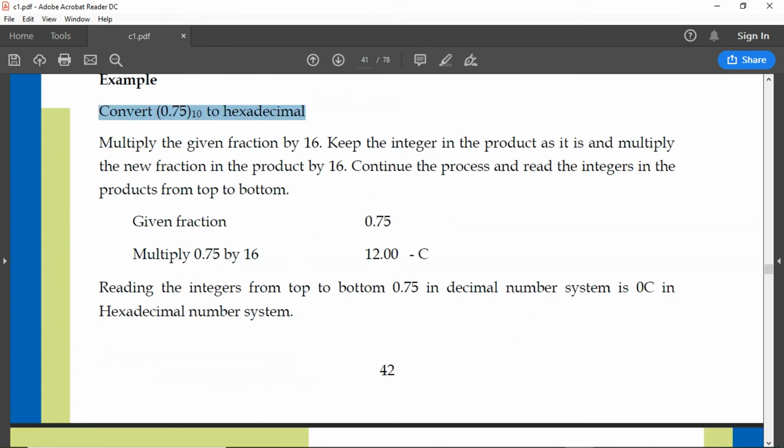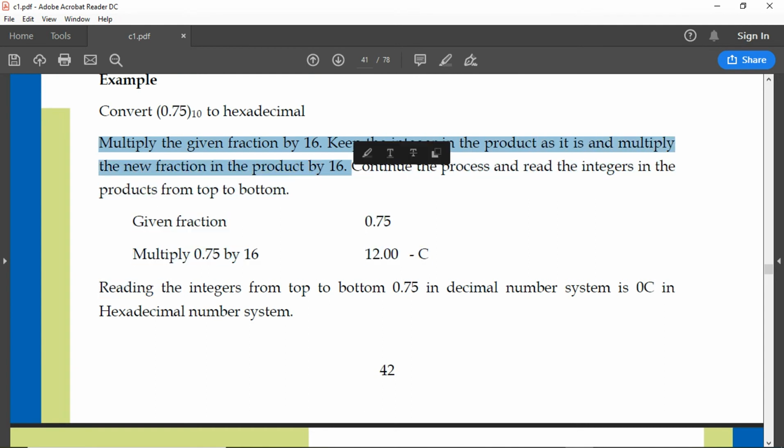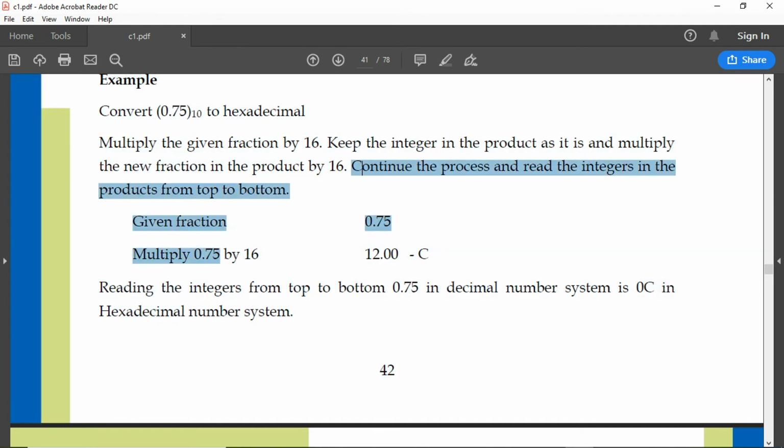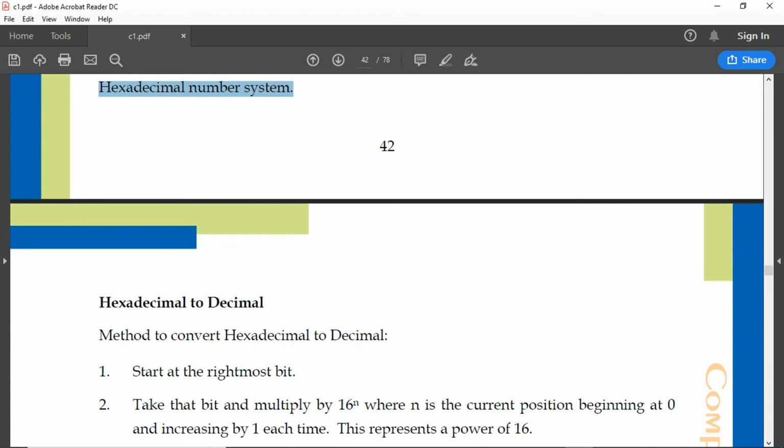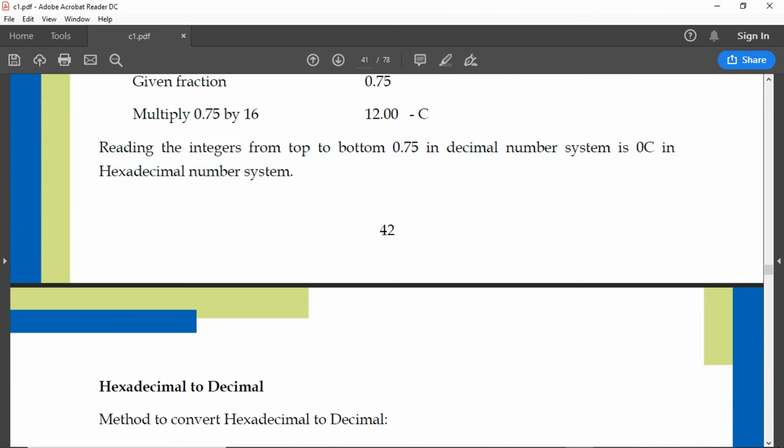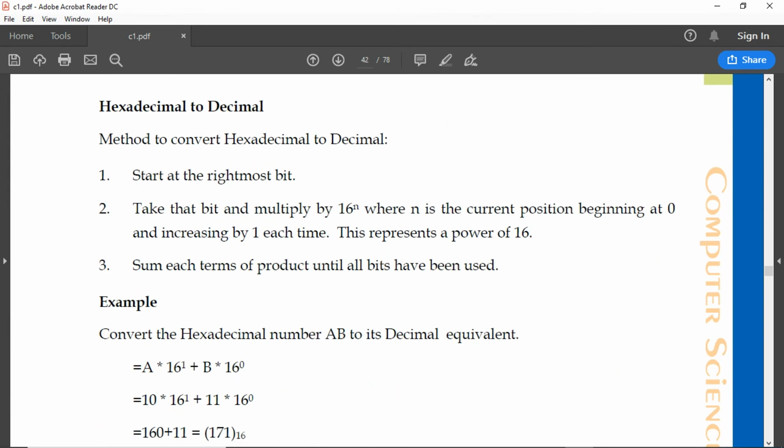Multiply the given fraction by 16. Keep the integer in the product as it is and multiply the new fraction in the product by 16. Continue the process and read the integers in the products from top to bottom. Given fraction 0.75. Multiply 0.75 by 16, which gives 12.00, C. Reading the integers from top to bottom, 0.75 in the decimal number system is 0.C in the hexadecimal number system.